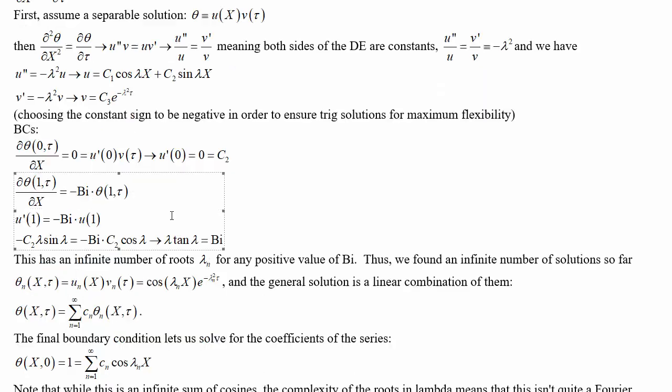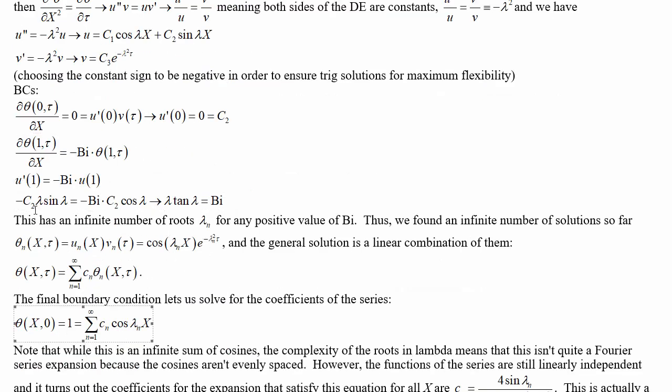To satisfy the initial condition, we can substitute this solution form that we've come up with into the initial condition, and we get theta at x, 0 is equal to 1, which would be the sum of just the cosines, not the exponential. That gets terminated by substituting in tau is 0.